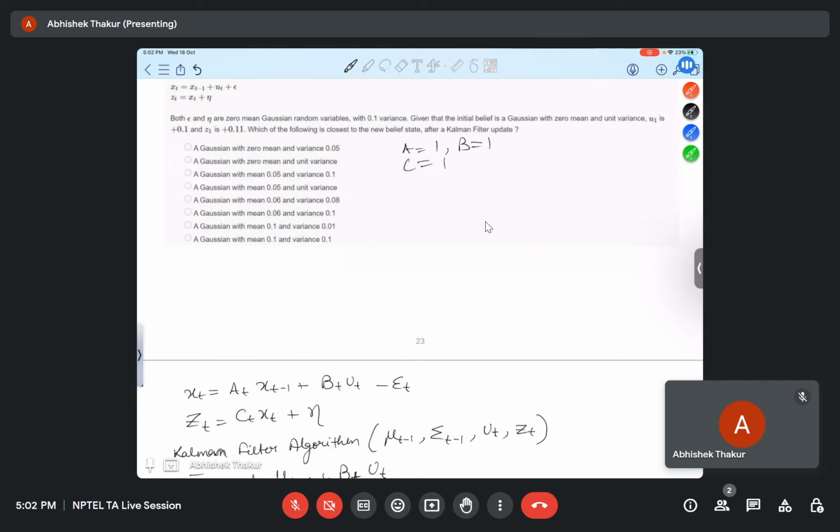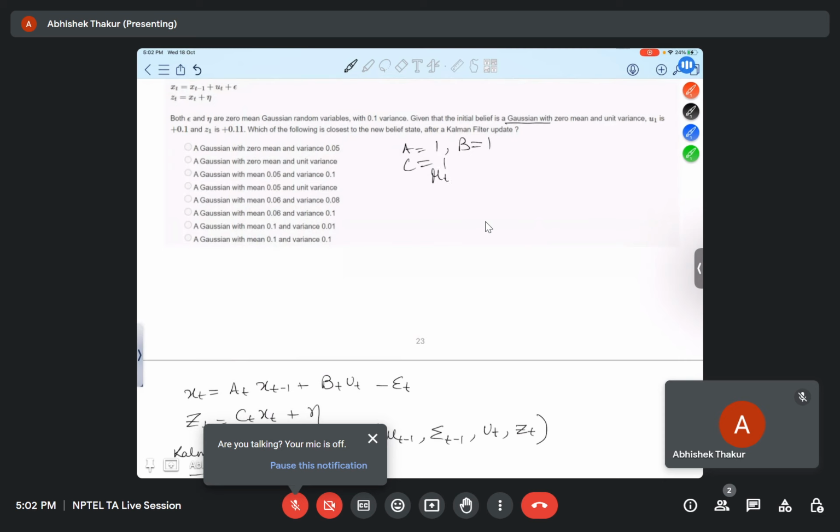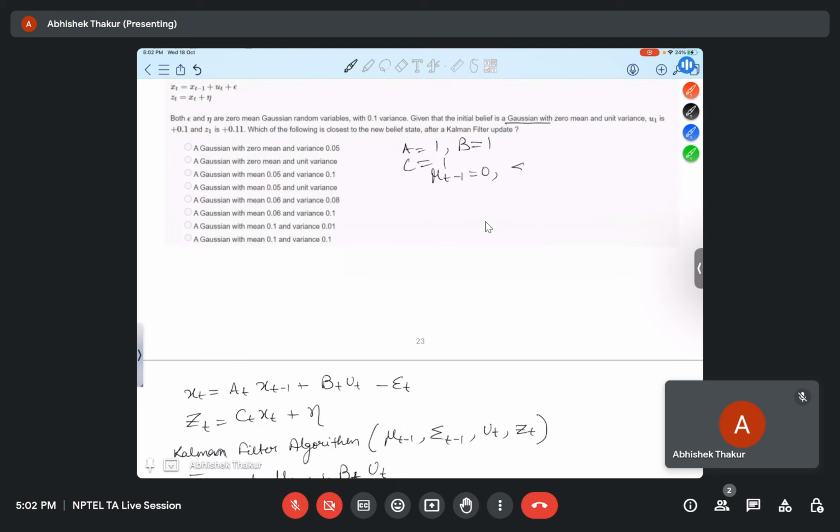So we will solve. And also in this question, the initial belief is given as Gaussian with zero mean and unit variance. So mu t minus 1 is equal to 0 and sigma t minus 1 is equal to 1, and the epsilon and eta are zero mean Gaussian noise random variables with 0.1 variance, and u1 is given as 0.1 and z1 is given as 0.11.